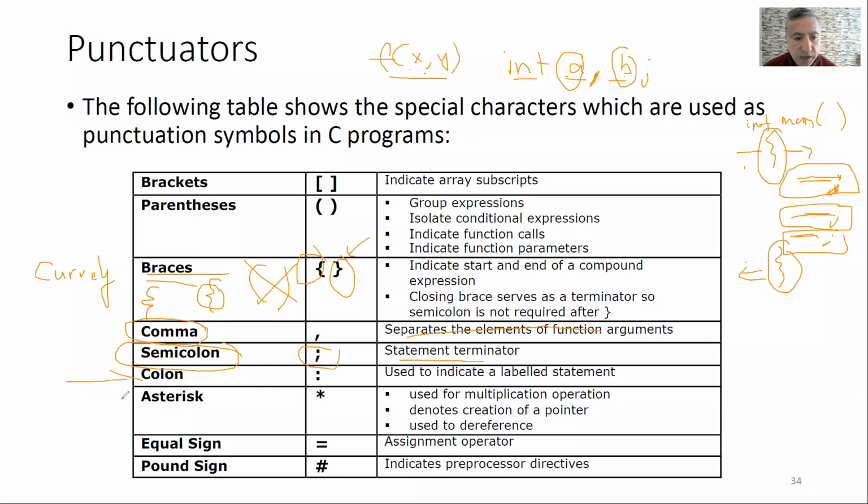Okay. We have the colon here, to indicate a label statement; we will come to that later. Asterisk, or you can think about it as a star, right? In mathematics, we mostly write it like that, so 5 times 3. We are going to use these asterisks, and in C, we are going to write these. It is related to pointers, but we will not cover pointers.